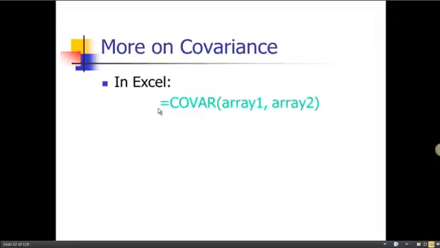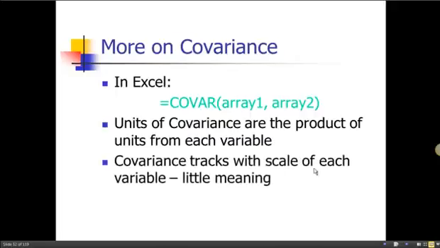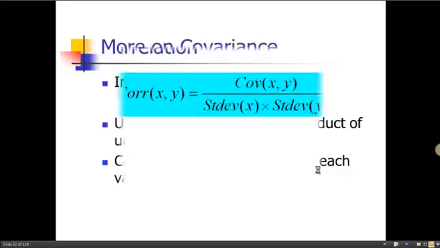We can find the covariance in Excel if we have 2 columns or arrays of values. We can use this formula, equals COVAR, and then in parentheses we select our 2 columns of data separated by a comma. The units of covariance, as you might imagine, are a little messy because it's going to be the product of the units of each of the 2 variables. The other thing that gets messy with covariance is that the magnitude tends to track with the scale of each variable. So it's very hard to extract the meaning from the magnitude of the covariance number.